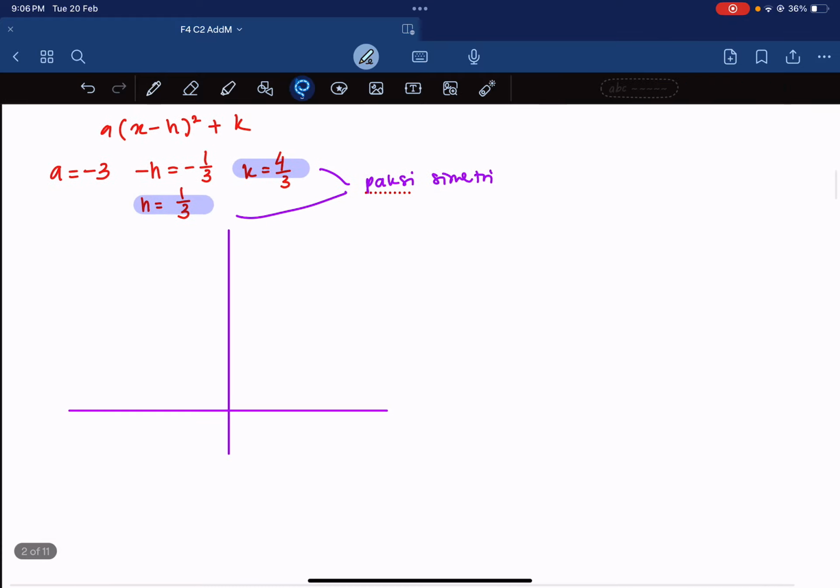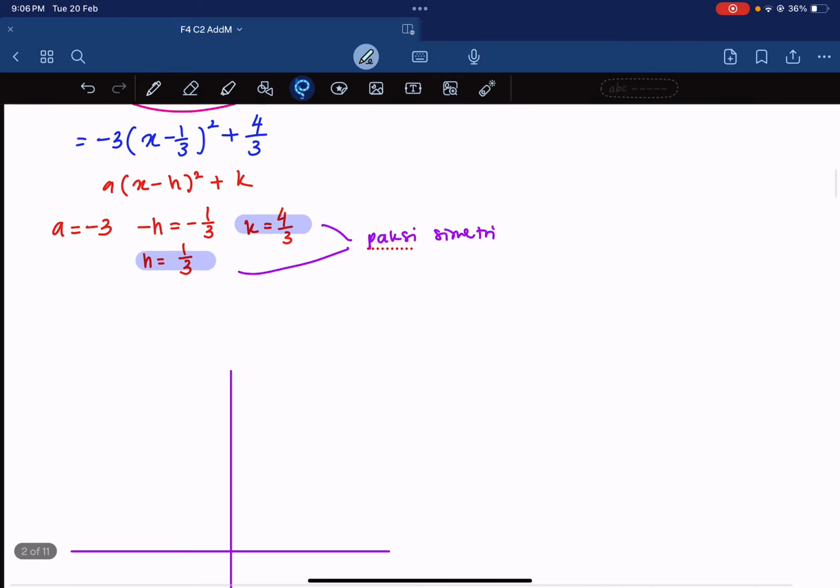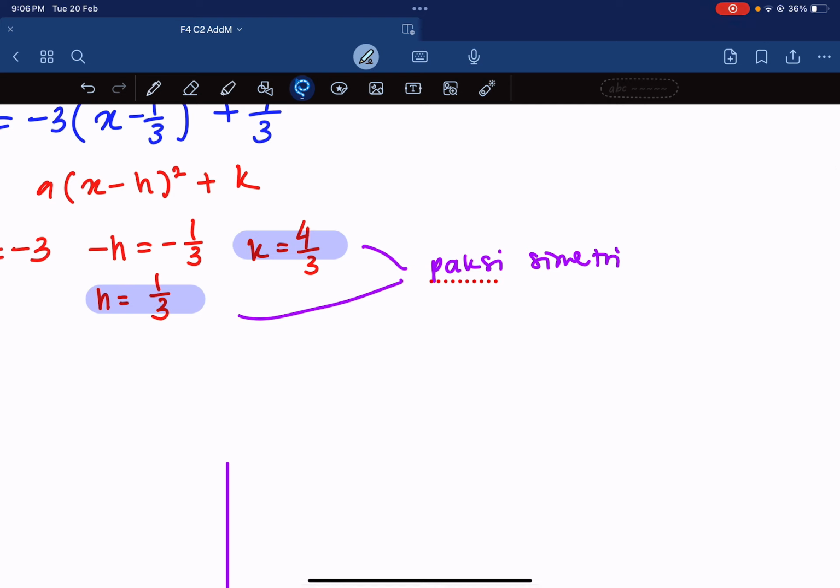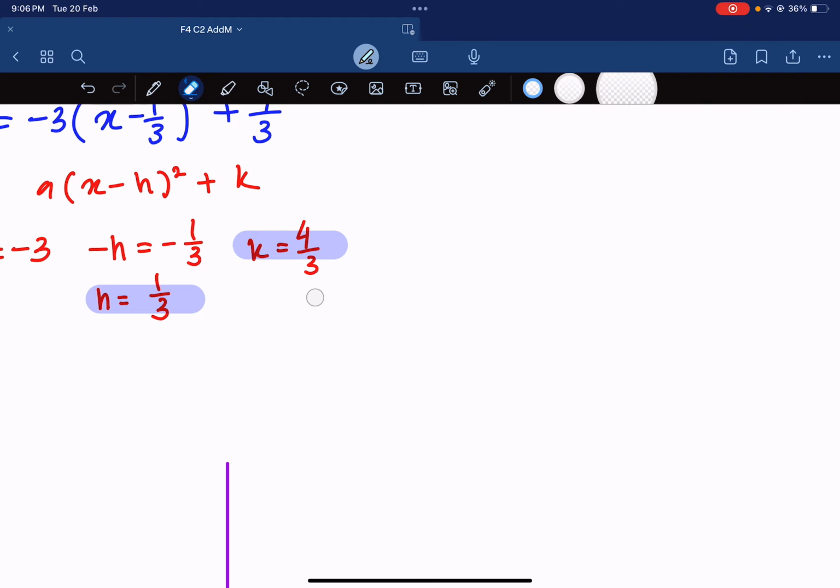So dia macam ni. Okay, bila I cakap pasal K tu, will always be Y. K tu akan jadi dia punya Y, Y value. Okay, K is the Y value.